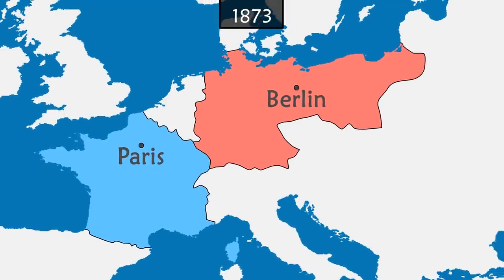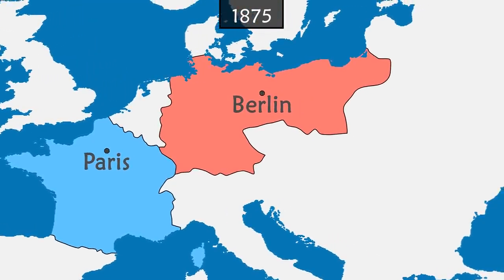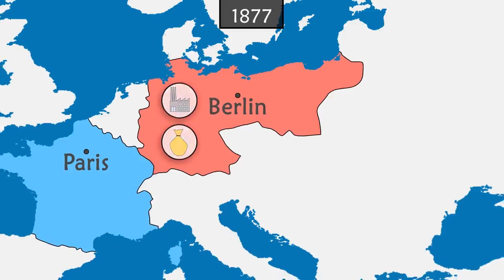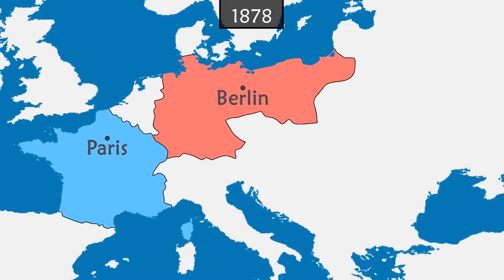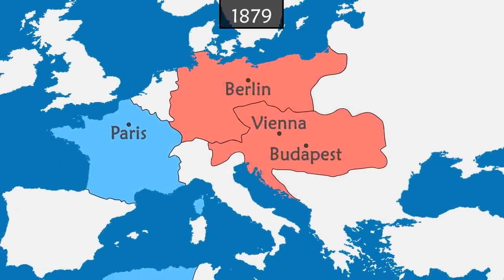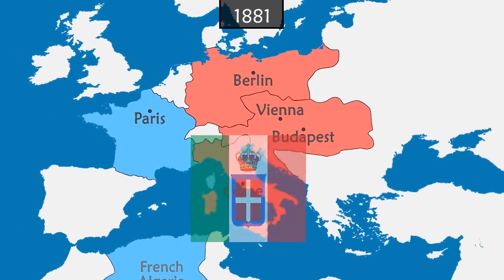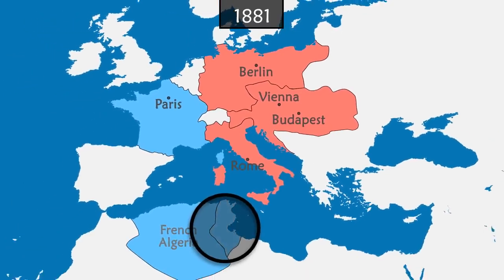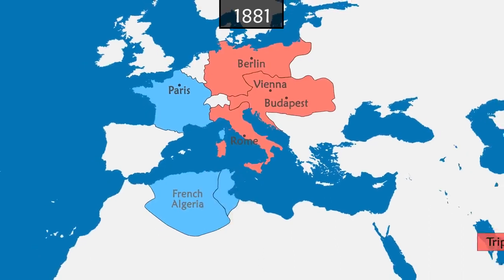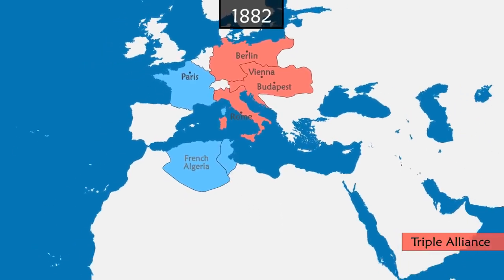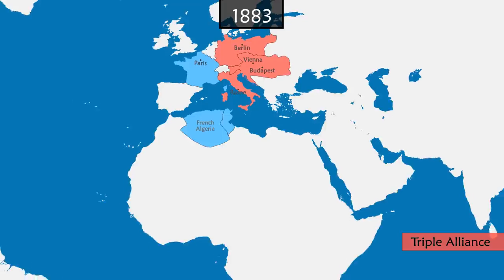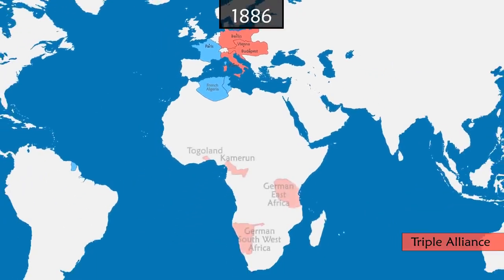In the following years, Germany would greatly advance its industry and economy. The country also builds alliances, first with the Austro-Hungarian Empire and then with Italy, which is frustrated by France colonizing Tunisia. The three form the Triplice or Triple Alliance. Growing in power and status, Germany begins colonizing African territories.